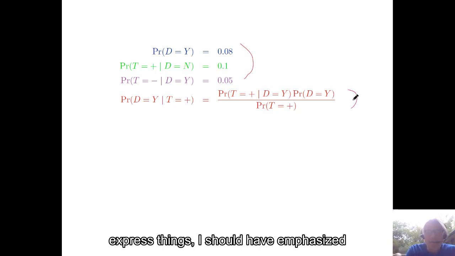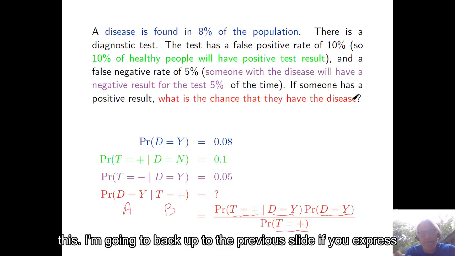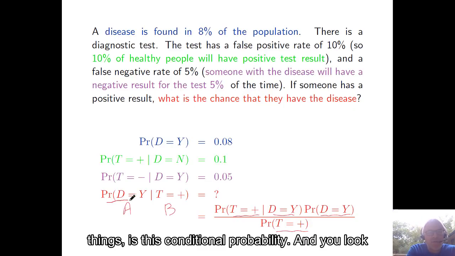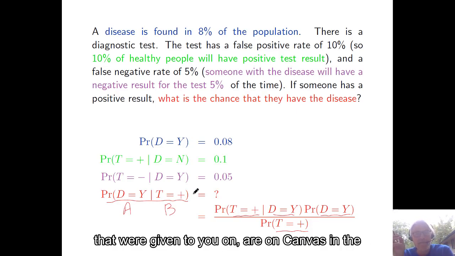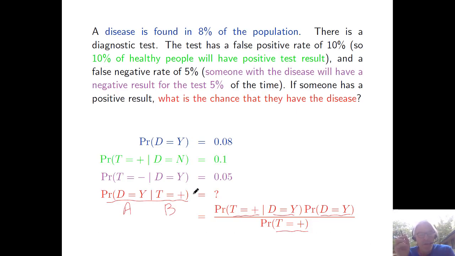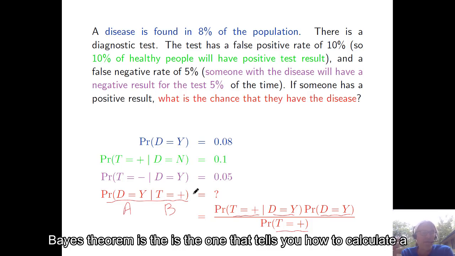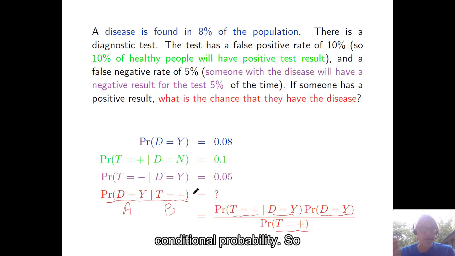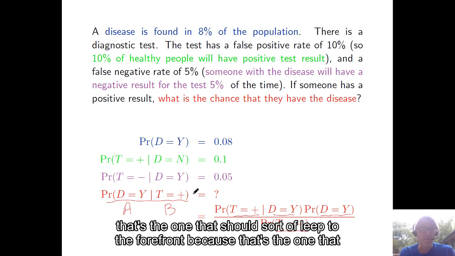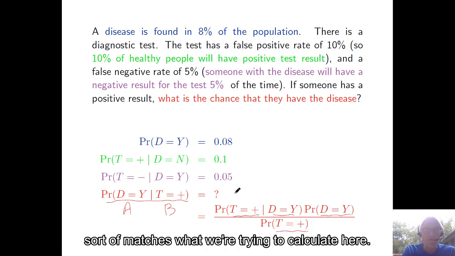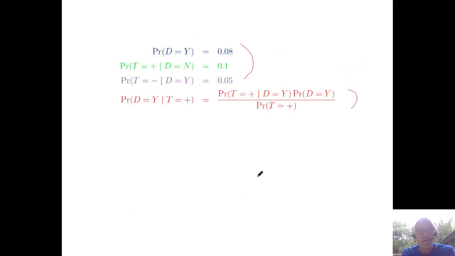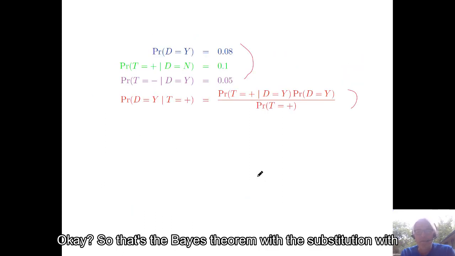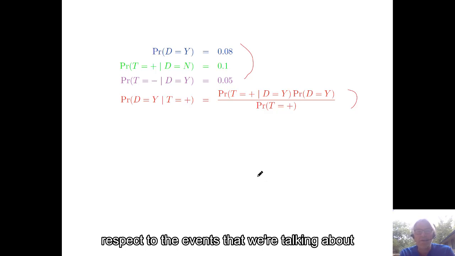Because if you express things, I should have emphasized this, I'm going to back up to the previous slide. If you express things as this conditional probability and you look through your probability rules that were given to you and are on Canvas in the outline for this module, you'll see that Bayes' theorem is the one that tells you how to calculate a conditional probability. So that's the one that should leap to the forefront, because that's the one that matches what we're trying to calculate here. How do you calculate conditional probability? Well, Bayes' theorem will tell you how to do that. Okay, so that's Bayes' theorem with the substitution with respect to the events that we're talking about here.